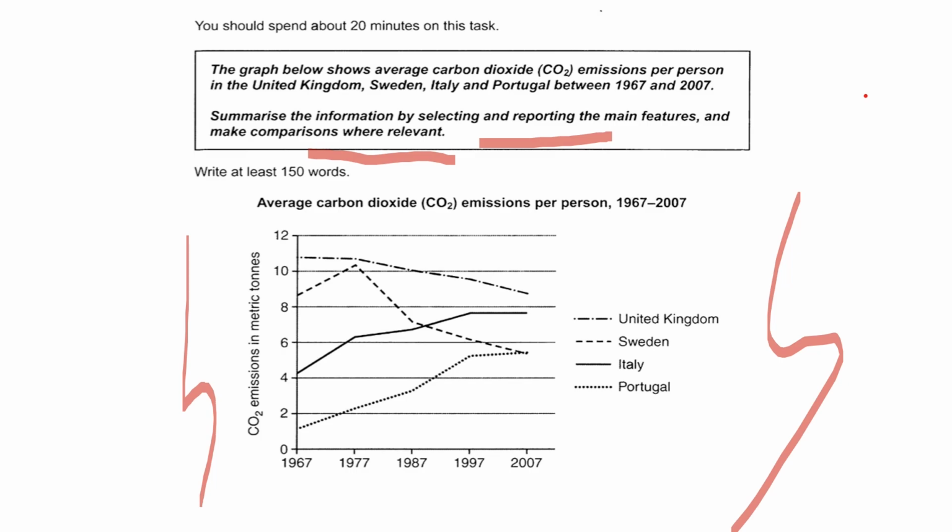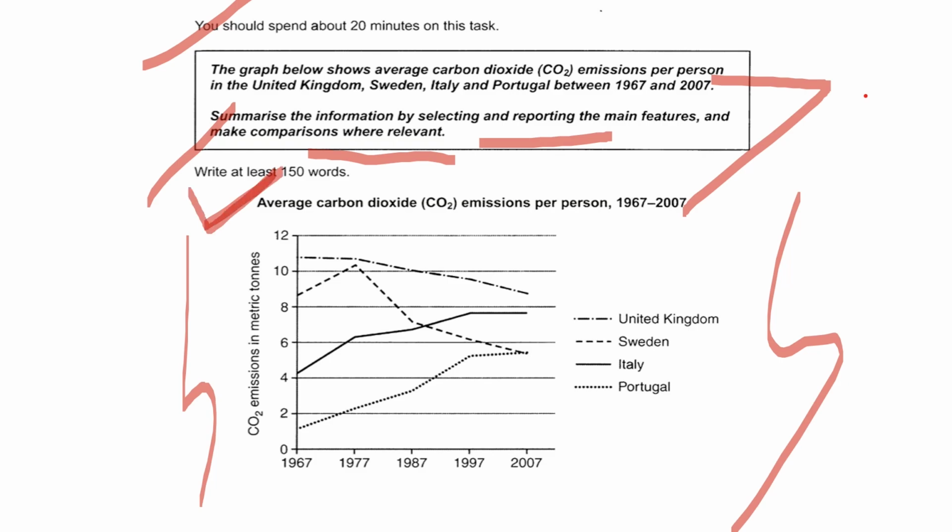And after the box, you'll get a very general piece of information here: write at least 150 words. To get a good band score, if you're writing fewer than 150 words, your score will be compromised. And here we see average carbon dioxide emissions per person 1967 to 2007. In this case, you are getting the introduction part again. The same piece of information you saw as the introduction in the box has been said very briefly in this case as well.